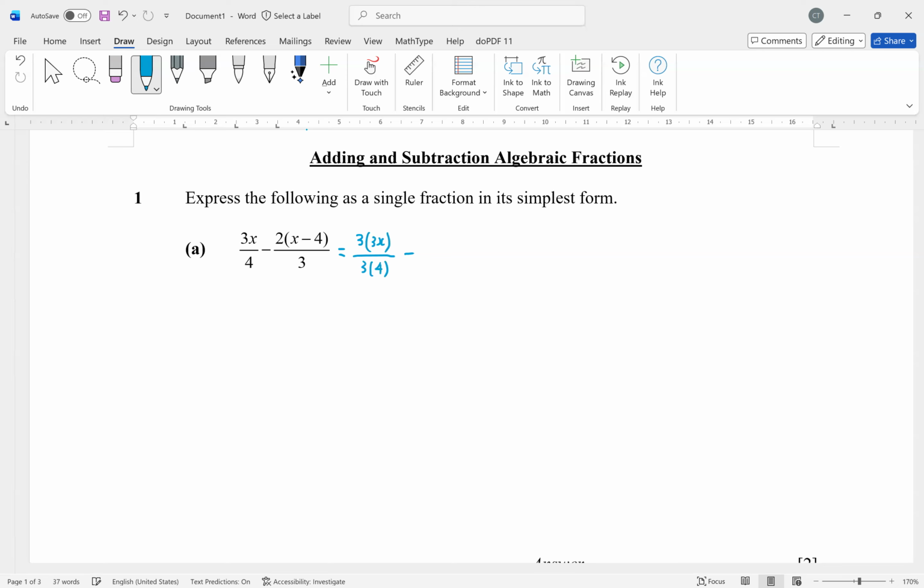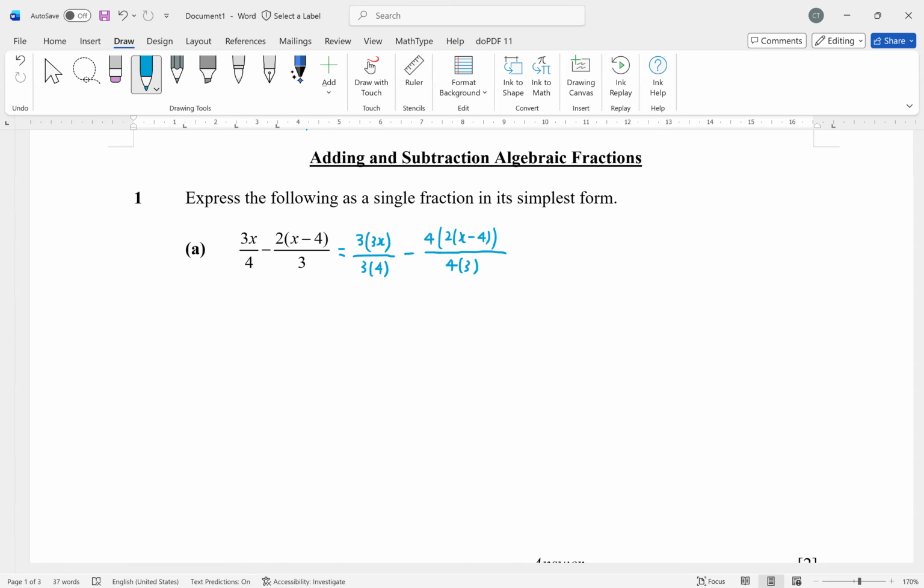Then for the second fraction, in order to make the denominator 12, we need to multiply it by 4. So we are going to multiply it by 4, and you see what happens to the numerator. We multiply the whole numerator by 4. So we're going to write it this way. 4 times 2 is later on going to become 8.